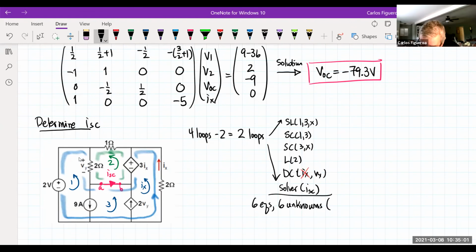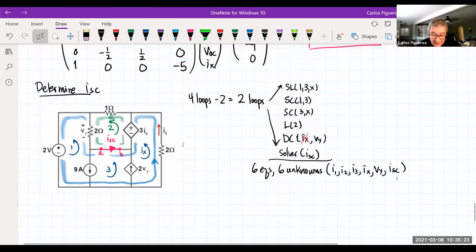What are my unknowns? I have I1, I2, I3, IX, I short, let's do VY, and I short circuit, right? 2, 4, 6 variables. Okay, let's go matrix this guy up. Let's go write this guy up here.